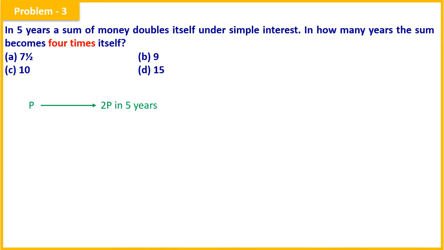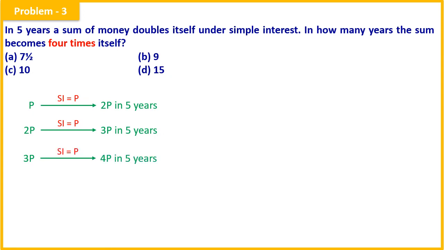So how much simple interest did you get here in 5 years? You got a simple interest of P rupees in 5 years. So obviously in the period of the next 5 years you will again get P rupees as simple interest, and twice P will become thrice P in the next 5 years. Again thrice P becomes 4 times P in another 5 years, because in every 5 years you are earning a simple interest of P. So in a span of total 15 years, your original principal of P becomes 4P. Hence the answer is option D.